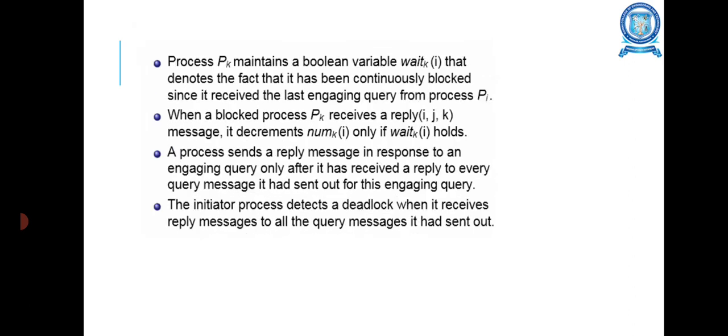The process Pk maintains a Boolean variable wait(k). When the blocked process Pk receives a reply message, it decrements the num value. Then a process sends a reply message in response to the engaging query only after it receives a reply to every query message it had sent. The initiator process detects a deadlock when it receives a reply message to all the query messages it had sent out.